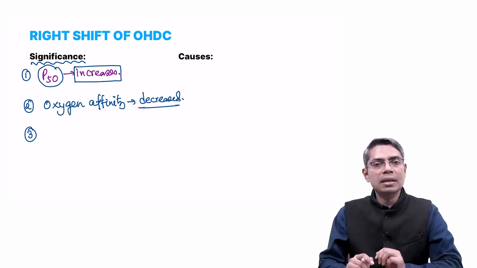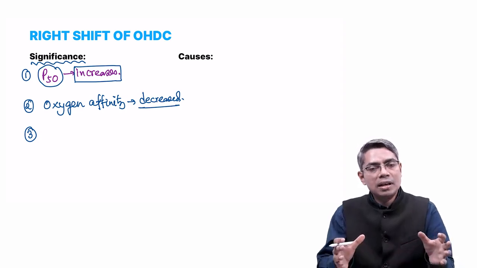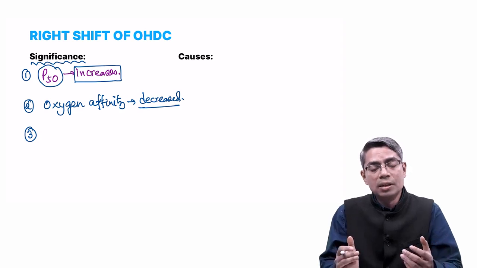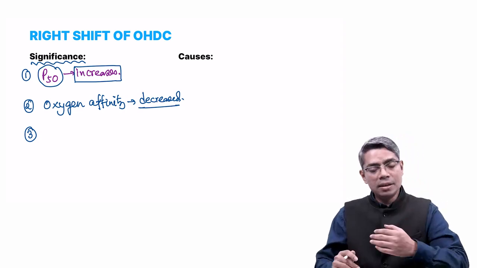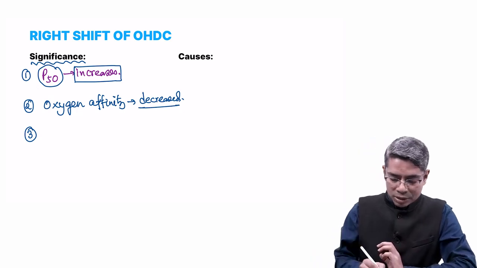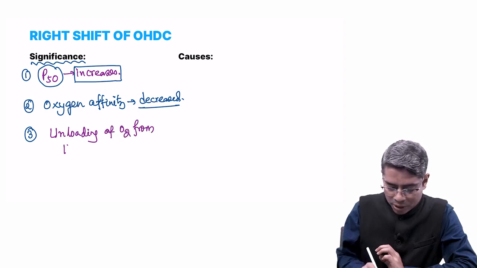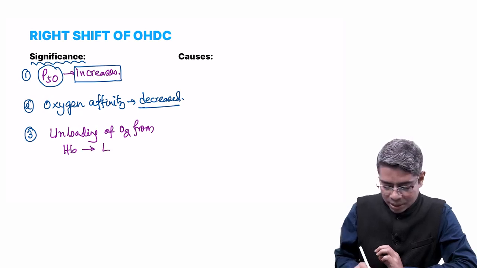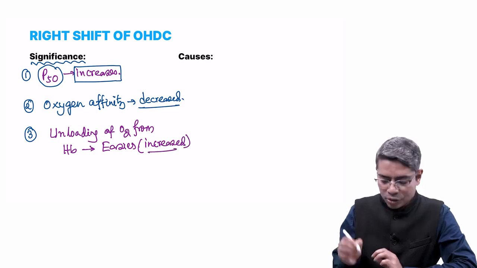If there is less affinity, hemoglobin will try to release the oxygen as soon as possible, because it has no strong bonding, low affinity, decreased affinity. So decreased affinity means hemoglobin will easily release the oxygen to the level of tissue. This kind of release of oxygen to the tissue is known as the unloading of oxygen. So unloading of oxygen from hemoglobin will be easier or difficult? It will be easier, or you can say it will increase. So release of oxygen at the level of tissue will increase.